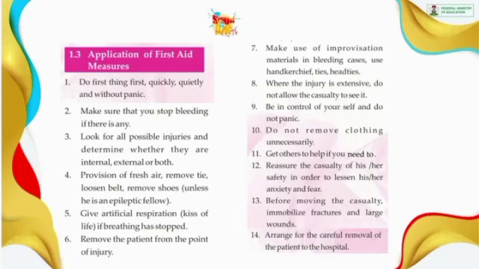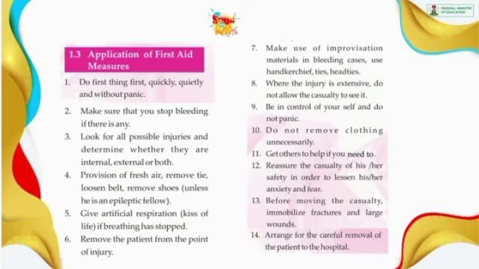Now, number 4, provision of fresh air. You remove the tie, you loosen the belt, you remove shoes of that victim, unless he is an epileptic. Number 5, give artificial respiration. That means you put your mouth into the mouth of that victim in order to gain his or her breath back, if breathing has stopped.